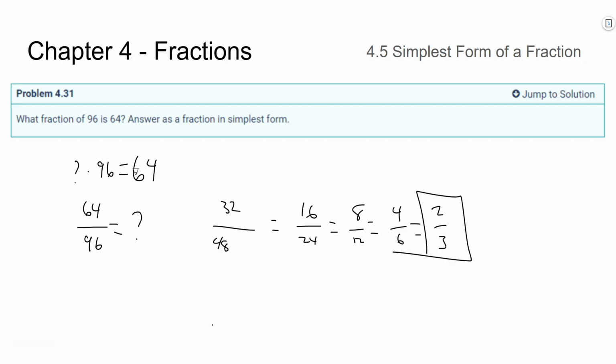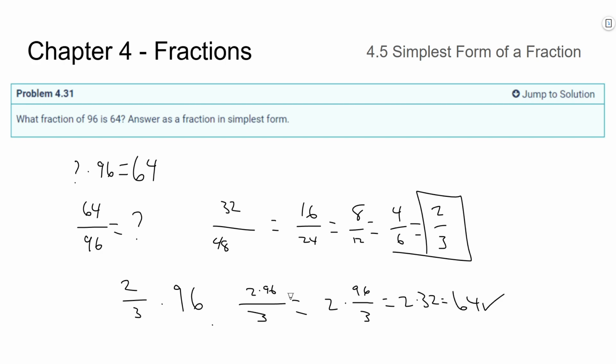If you want to check our work, remember the original problem here is what times 96 is 64. So if we say 2/3 of 96, we should get 64, do we? So this would be 2 times 96 over 3, which would be the same thing as saying 2 times 96 over 3. 96 divided by 3 would be 32, so 2 times 32, and that is 64. That looks good.